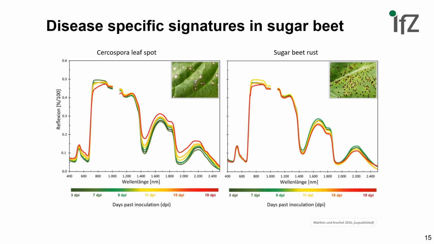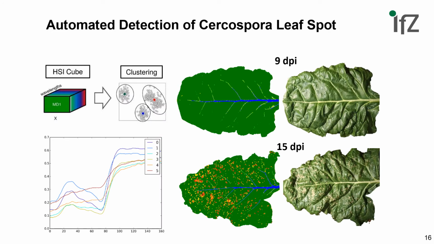This is very important information because we have characteristic spectral signatures for different diseases, but this also varies over time. And these spectral reflectance patterns can be used for further data analysis. One example can be a clustering approach, which can be used for an automated data-driven analysis of hyperspectral images. This was done here and is visualized on this slide.